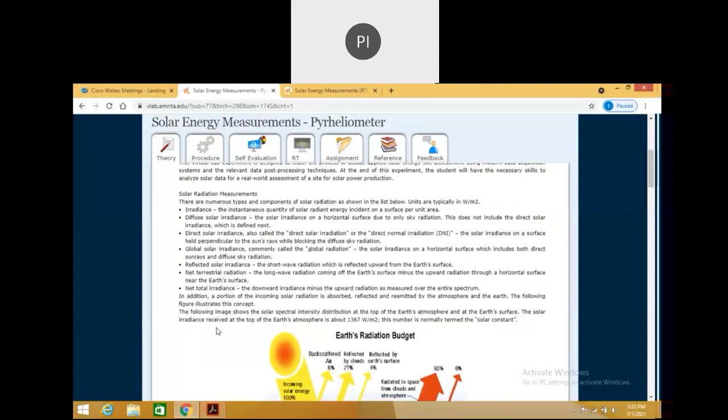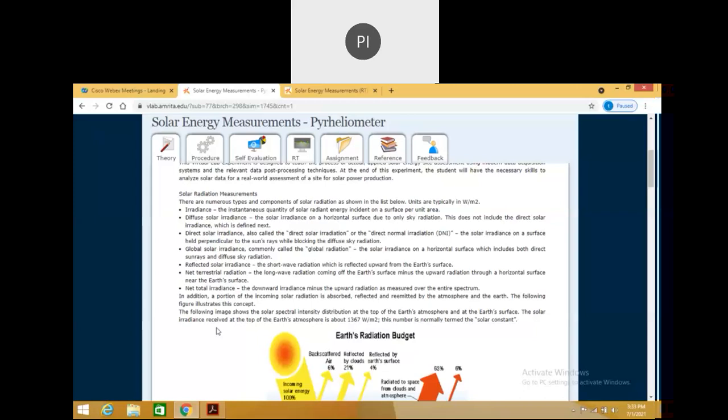Reflected solar radiation is the long wave radiation coming out of the earth's surface minus the upward radiation through a horizontal surface near the earth's surface. Net terrestrial radiation is the long wavelength radiation coming from the earth's surface minus the upward radiation through a horizontal surface near the earth's surface. Net total irradiance is the downward irradiance minus the upward irradiance, a measure of the overall entire spectrum.